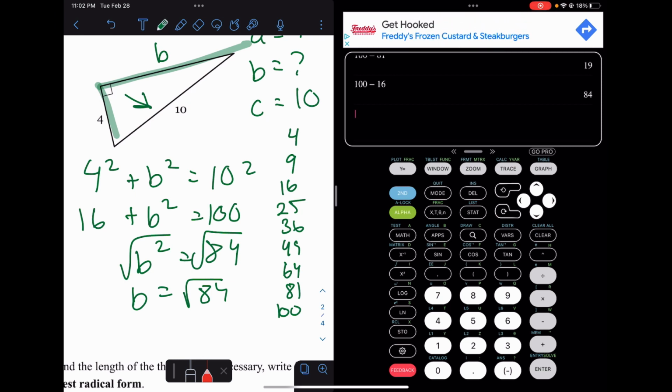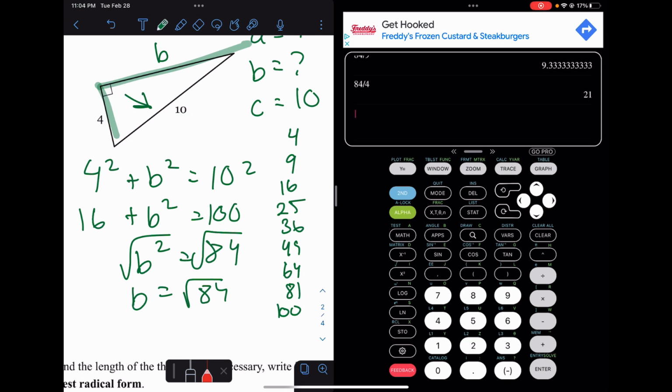All right, so for 84, I should start checking all numbers below 84, right? So does 81 divide nicely in? No, it does not. 84 divided by 64, no. 84 divided by 36 does not work. 84 divided by 25 does not work. 84 divided by 16 does not work. 84 divided by 9 does not work, and 84 divided by 4 does work.